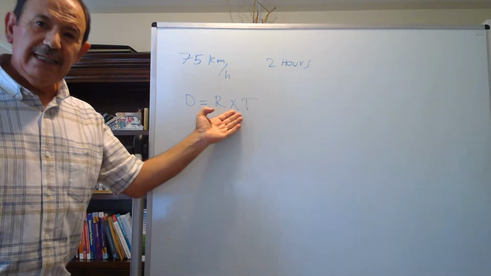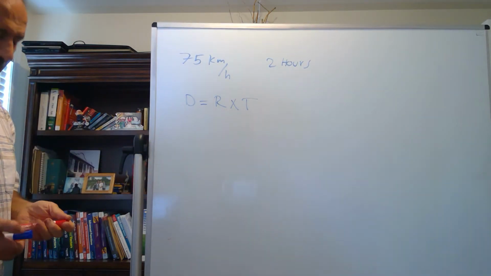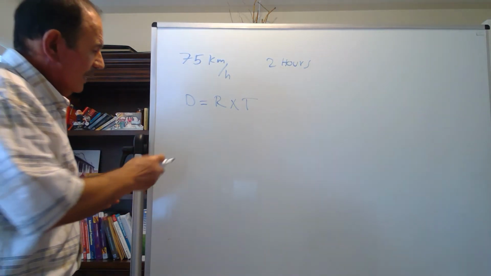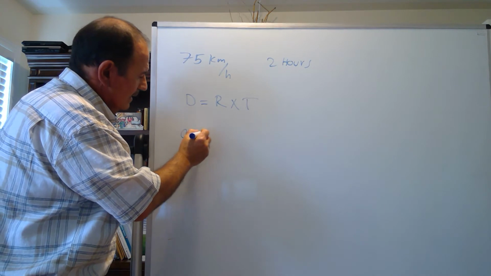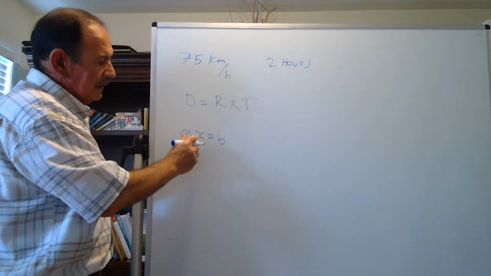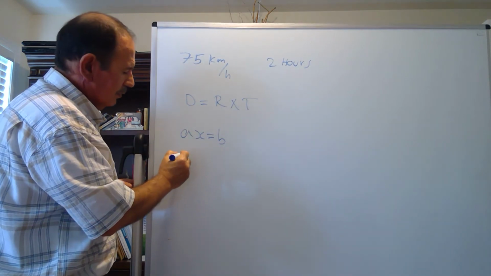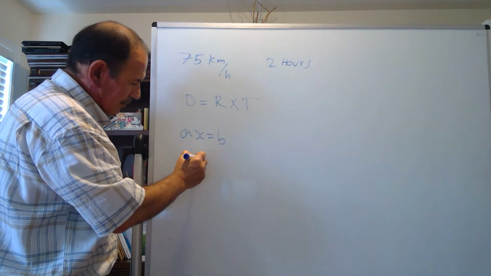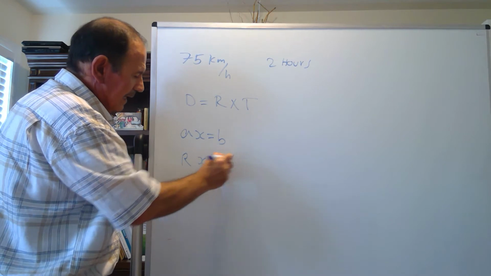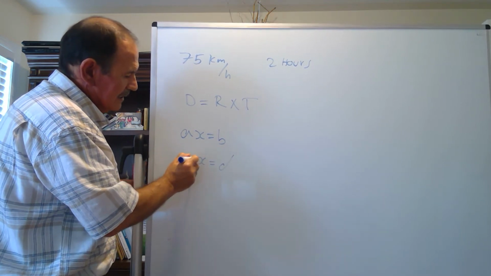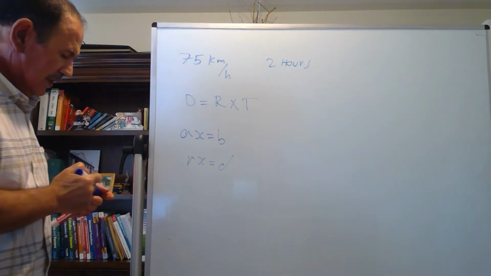Can you see again, this is one type of equation. In the previous example, we had ax is equal to b. In this part, we just reverse it. This one, d is equal to rt, or rx is equal to d, as an example. This is exactly the same thing. I just switched it over.